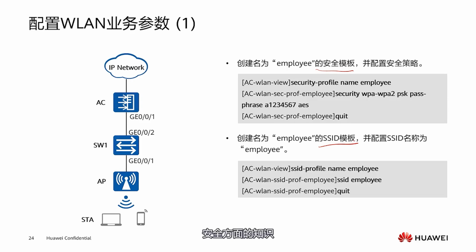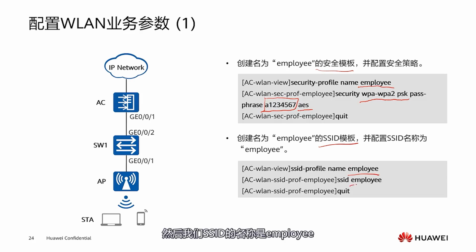Now let's see, in the previous lesson, we discussed security aspects. Here, we set employee as the name for this security template, and we are using WPA2PSK as the encryption protocol. This authentication method, then the password is A1234567, an 8-character password, and we use AES encryption to encrypt our transmitted data.